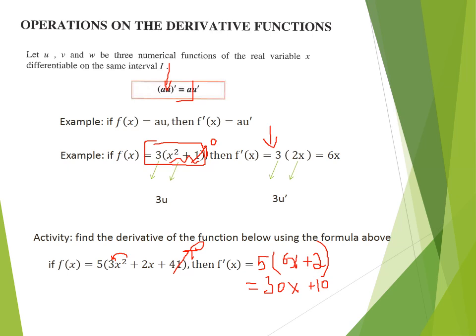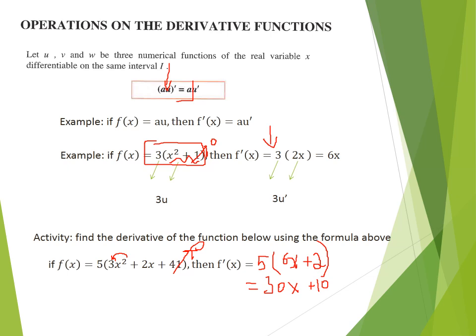Now let us find the derivative of the function 5 times 3x squared plus 2x plus 41. 5 is a constant, so I leave it as it is. Now what's the derivative of 3x squared? It's 6x. Why? Because we bring down the power, and we already have 3. 3 times 2 is 6, x. Plus, what's the derivative of 2x? It's 2. And what's the derivative of 41? It's 0 because it's constant. Now we multiply by the 5. 5 times 6 is 30x, and 5 times 2 is 10.